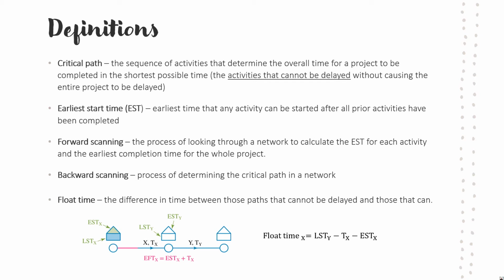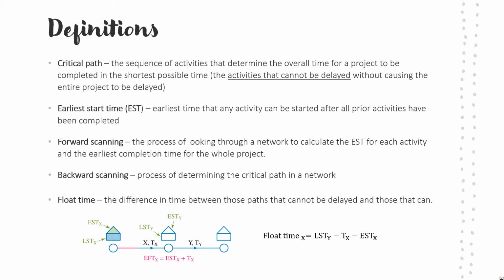Earliest start time is the time that any activity can be started after all prior activities have been completed. So in a moment when we do our example, we'll have those little houses drawn above our vertices where we'll be filling in the earliest starting time and also the latest starting time. As we do it, we're going to do a forward scan, which is the process of looking through a network to calculate the earliest starting time for each activity and the earliest completion time for the whole project. Then we do the opposite. We do a backward scan to determine the critical path of the network.